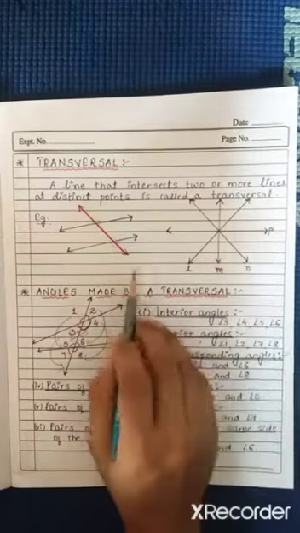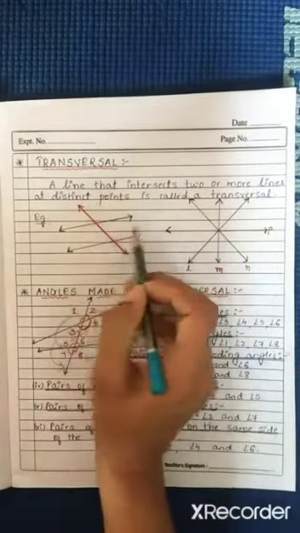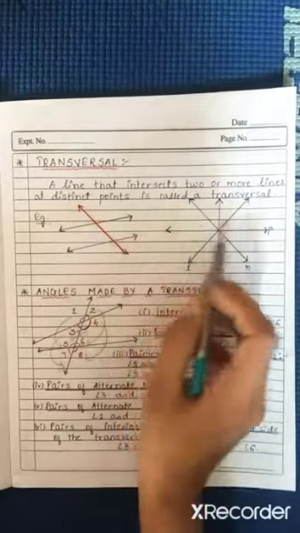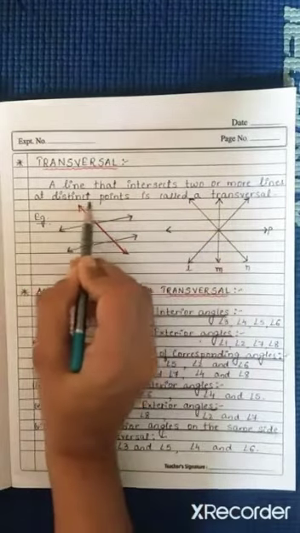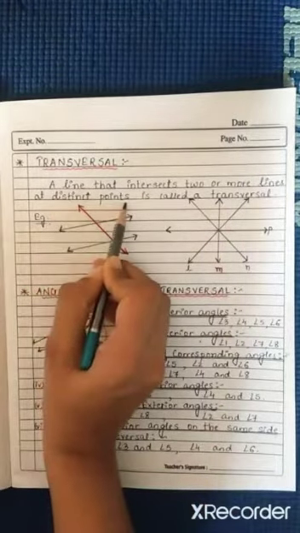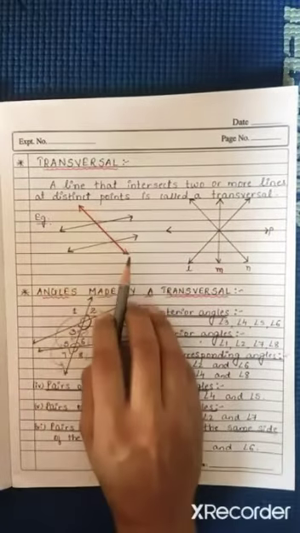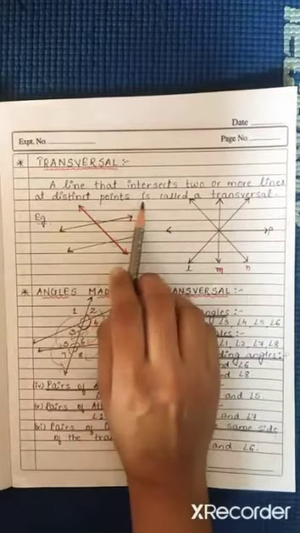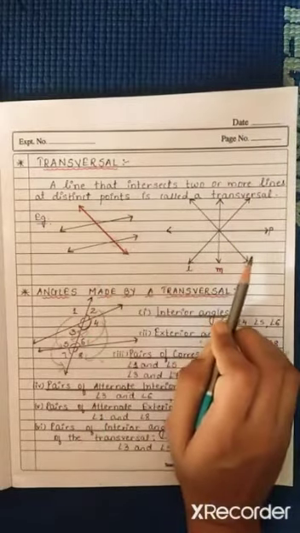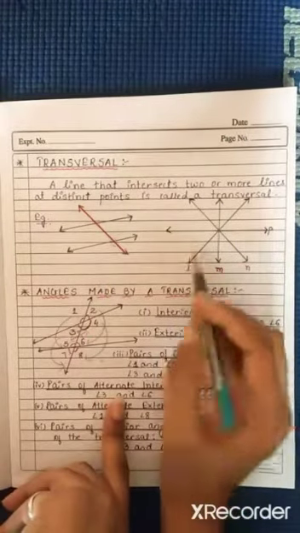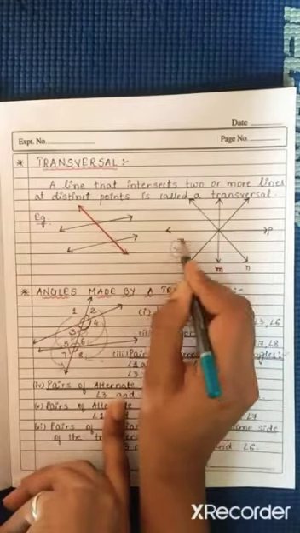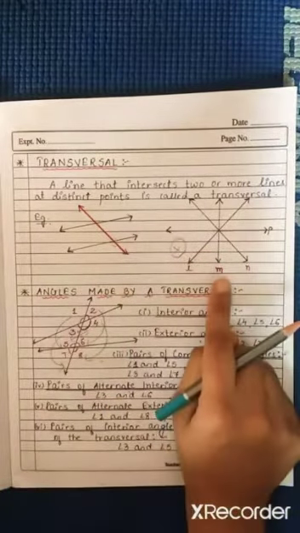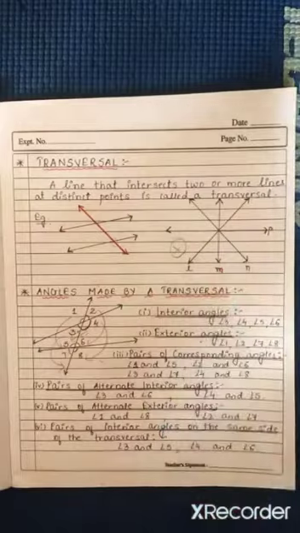But as per the definition, a transversal should intersect the lines at distinct points. The points of intersection should be distinct. It should be different points. And since this condition is not maintained in this figure, none of the lines from this figure is a transversal.